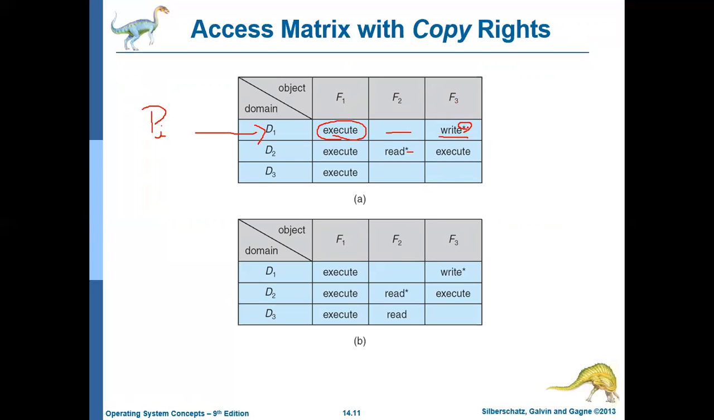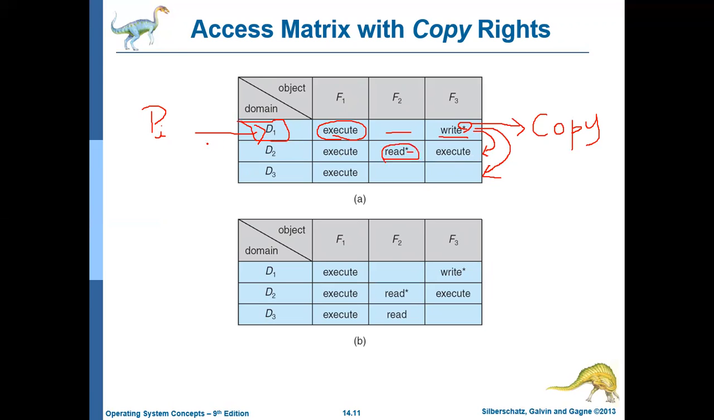But write is added with a star. What does this star mean? Star means that this particular process which is executing on the domain D1 has the right to copy this access to any other domains also. That is, if the process executing on domain D1 wants to allow D2 to perform write operation on F3, it can copy the write to D2. Similarly, if it wants to allow D3 to perform write operation on F3, then also it can allow that. The same applies to read.